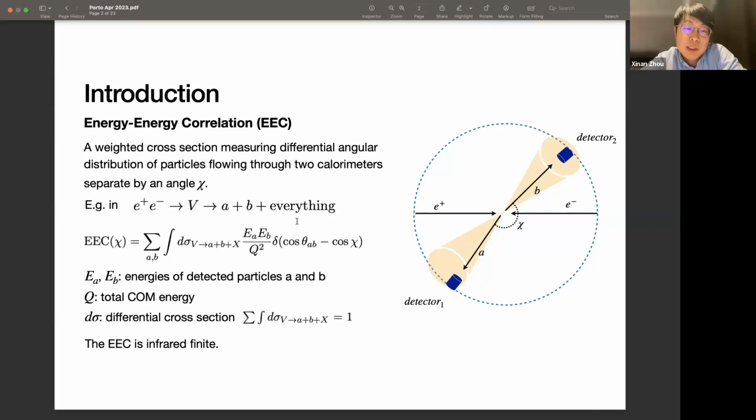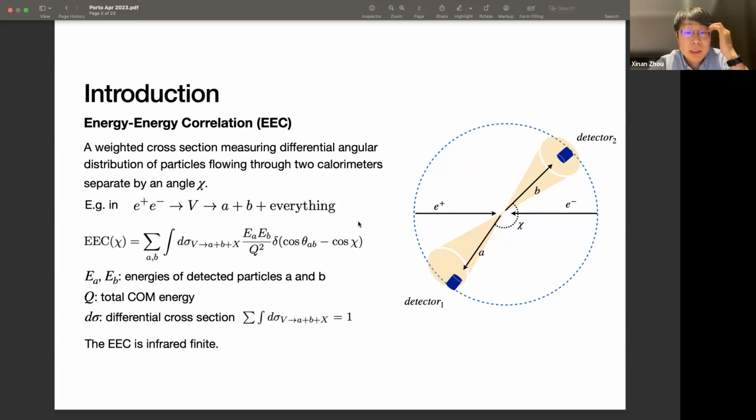So let's think, for example, where you have E plus and E minus, and you collide them against each other, and then you create some virtual state V. For example, let's imagine it is a virtual photon, and the virtual photon decays into a bunch of stuff. Among this decay product, we are going to measure these particles with two detectors, detector 1 and detector 2, as in this figure here. These two detectors measure respectively particle A and B. These two particles A and B go into detector 1 and 2 respectively. And there's also a bunch of other particles which are not measured, and they're encoded in this everything here.